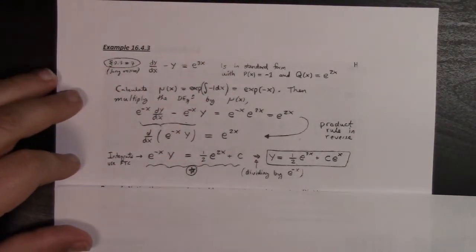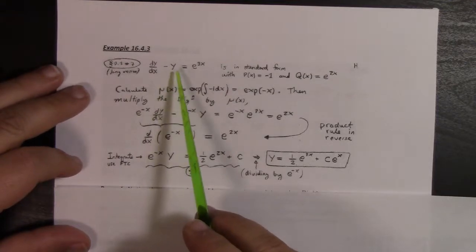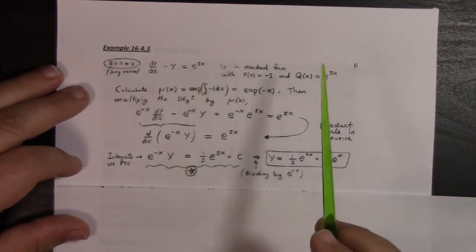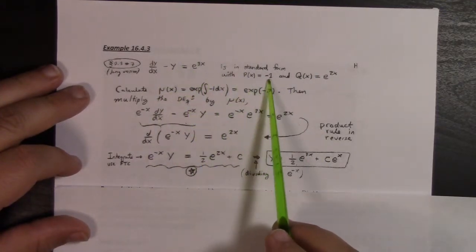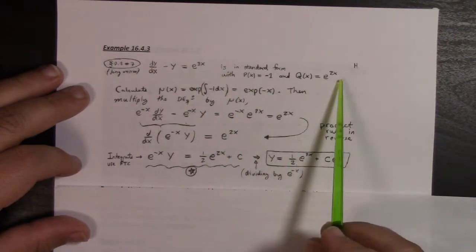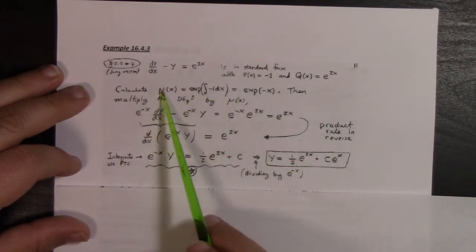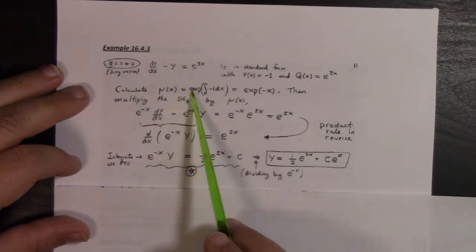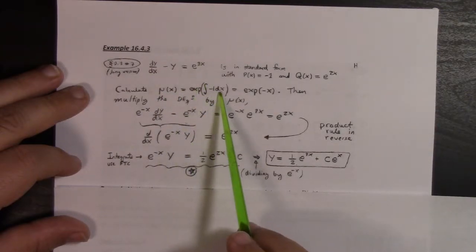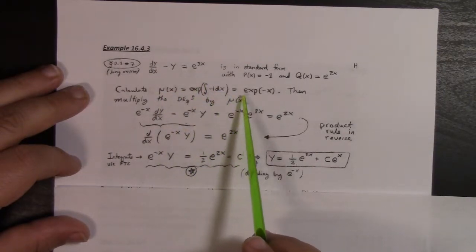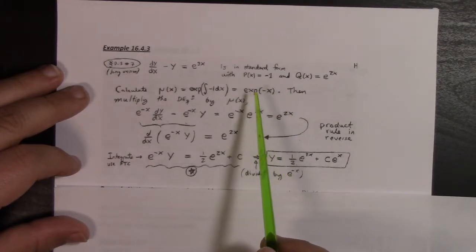So here's another one. We've got dy/dx minus y equals e to the 3x. So observe, we've got p equals -1, and q equals e to the 3x. You calculate the integrating factor, mu(x) equals exponential of the integral of minus p dx, which here is just -1. This gives us e to the minus x as our integrating factor.